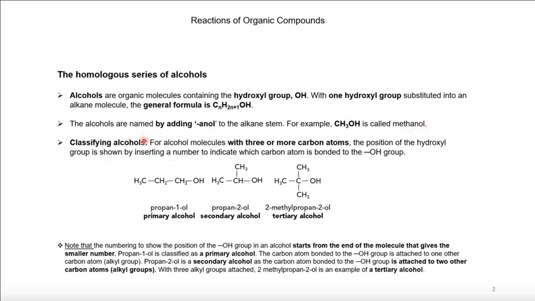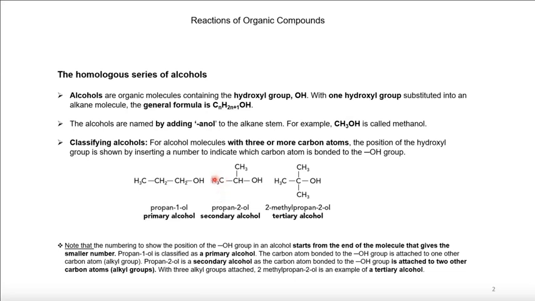Classifying alcohols is also a very important part. We will see that there are different types of alcohol, for example primary alcohol, secondary alcohol, and tertiary alcohol. How do we classify primary alcohol? You see, this is a hydrocarbon, and then we have an OH here at the end of the hydrocarbon chain.